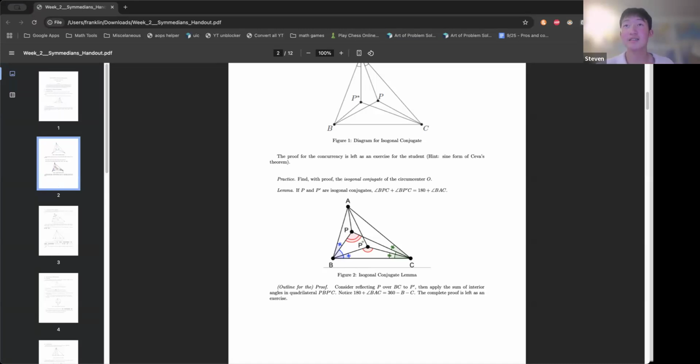Okay, so now let's try to prove that for... oh yeah, so if you read under the first diagram on this page, the proof for the concurrency of the three diagonal Symmedians is indeed going to be concurrent.